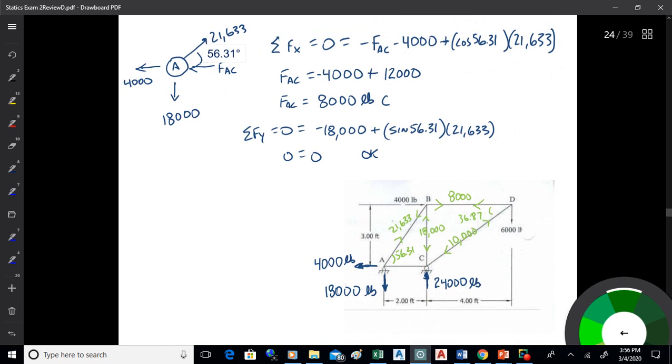I went to joint A, 4,000 left, 2,166 right, and then FAC left. Sum of Fx to solve it out. Then I did sum of Fy to check it. Okay.